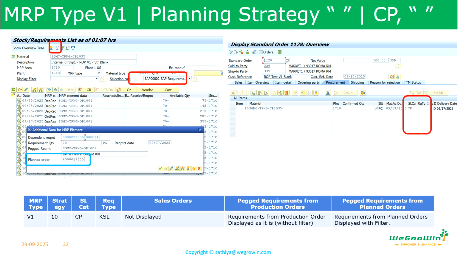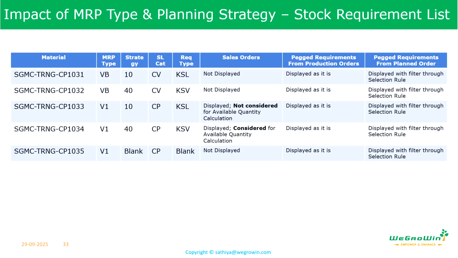Please pause here to summarize the details of what we discussed so far. Please note the combination of V1 and the blank strategy is behaving like VB, but actually the planning process will be a little different. But here, with respect to display of the details, it is behaving exactly like VB only.